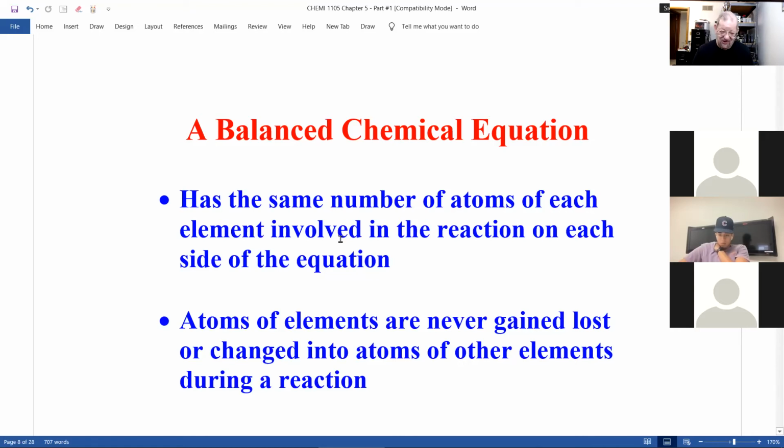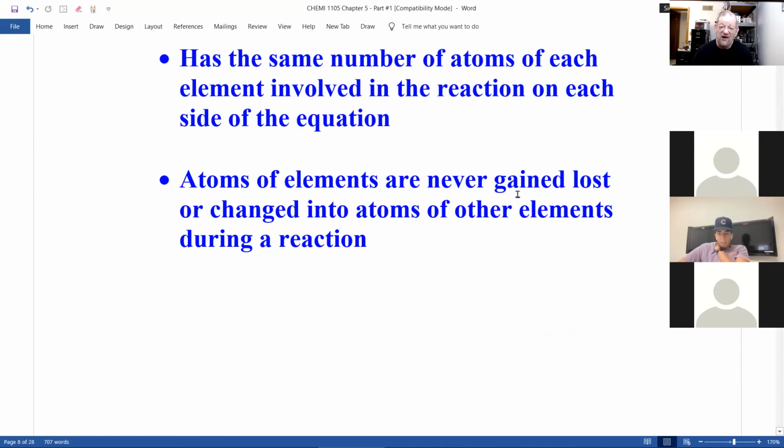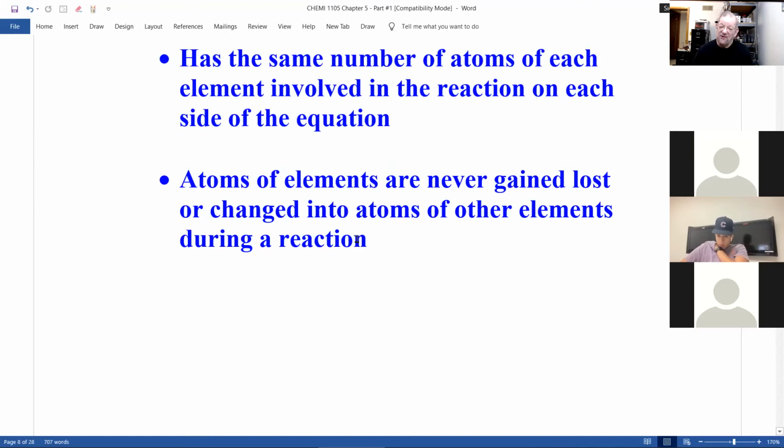Now, I'm not going to ask you these things, but I'm going to ask you to know how to use this. For a balanced chemical equation, you have the same number of atoms of each element involved on each side of the equation. And atoms of elements are never gained, lost, or changed into atoms of other elements during a chemical reaction. Nuclear reactions, that's a different story. We're not talking about that.